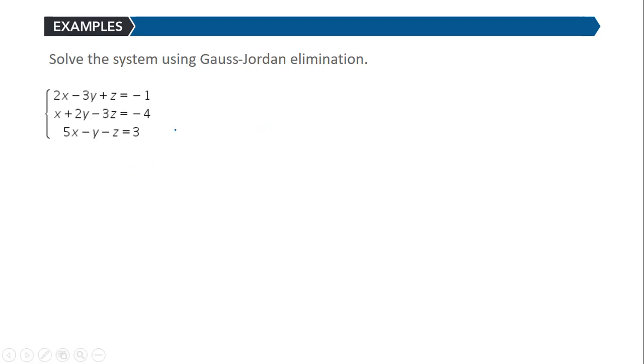We first begin with our augmented matrix, which is 2, negative 3, 1, negative 1, 1, 2, negative 3, negative 4, 5, negative 1, negative 1, 3.